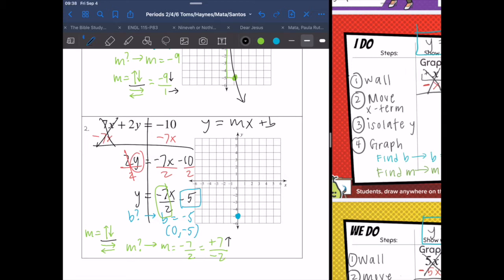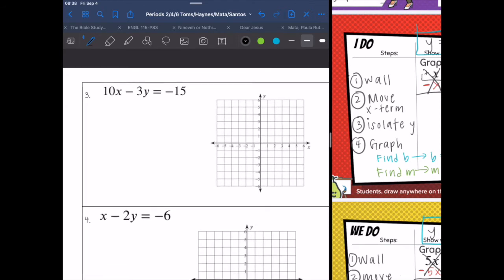So I have to move up 7 spaces. From the blue dot, +1, +2, +3, +4, +5, +6, +7. But then I have to move to the left, because there is a negative sign in the denominator. I move left 2 times, -1, -2. Okay, there we go. There is my line. Awesome. Let's go to the next question.